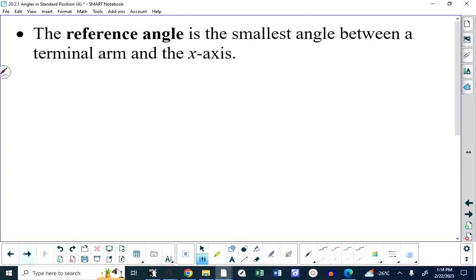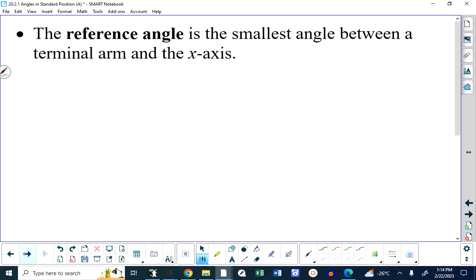All right, now we have a definition. We already know what a reference angle is. A reference angle in standard position is shown by taking an initial arm and rotating it counterclockwise around the origin to some final terminal position. A reference angle is defined as the smallest angle between the terminal arm and the x-axis.